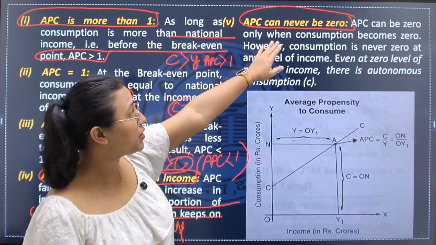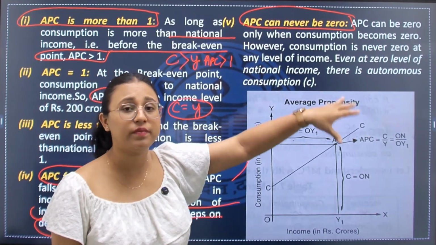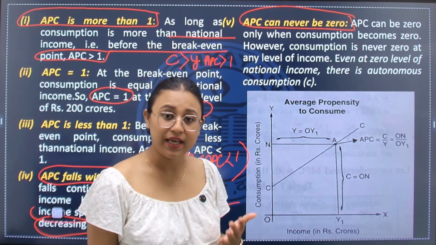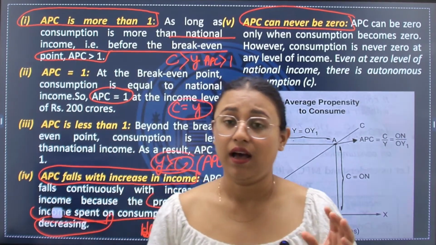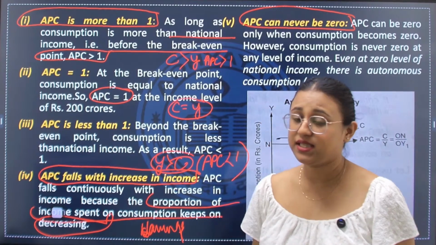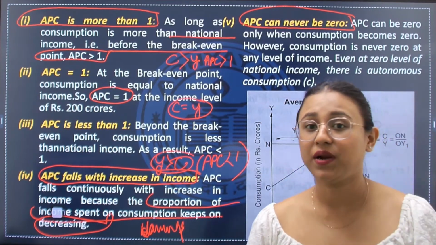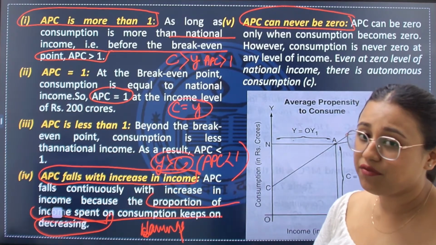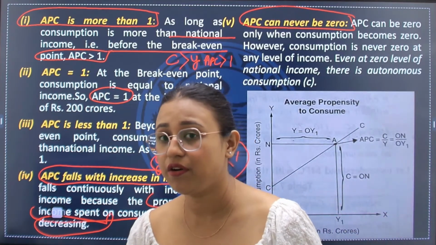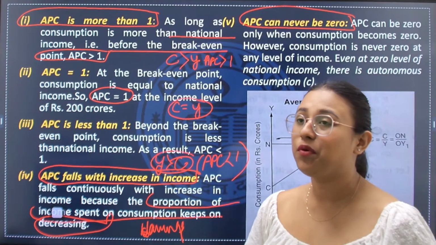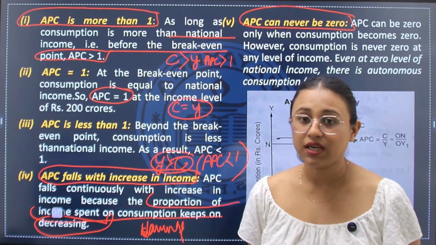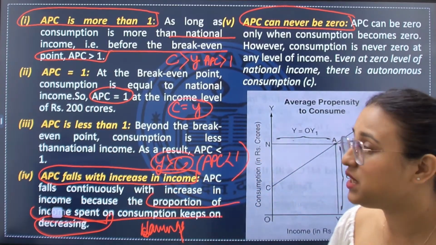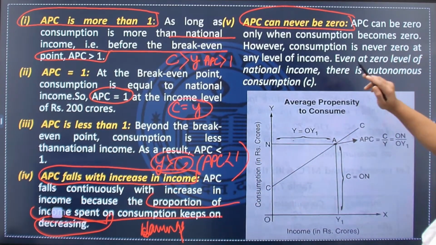But one thing must be remembered: APC can never be 0. Meaning that when the income is 0, even then APC is positive, because no person can survive without eating. That portion of consumption is actually sponsored by previous savings of the individual. So APC can never be zero.